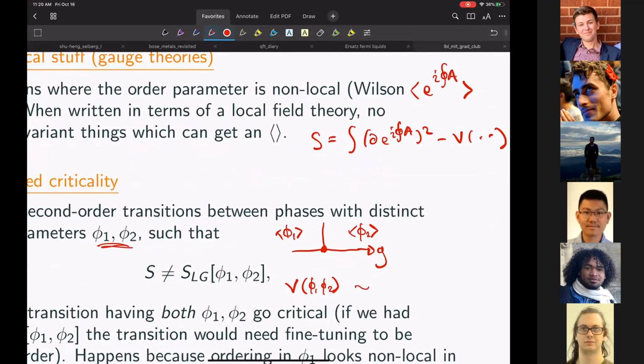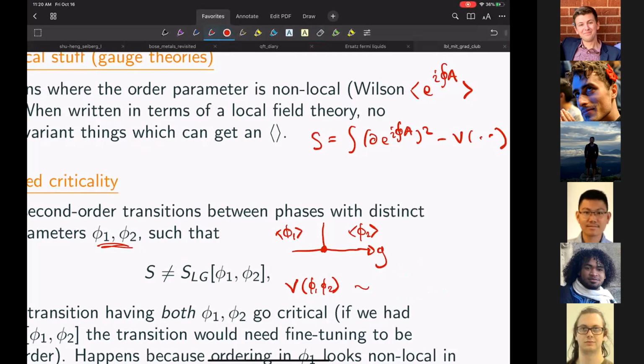suppose for simplicity that phi 1 and phi 2 are both Z2 fields. So the symmetry that's getting broken here is Z2, right? So maybe the potential for phi 1 would look like this, right? And by tuning between this shape and this shape, I can have a second order transition for phi 1, right? And if I also had exactly the same thing for phi 2, right?